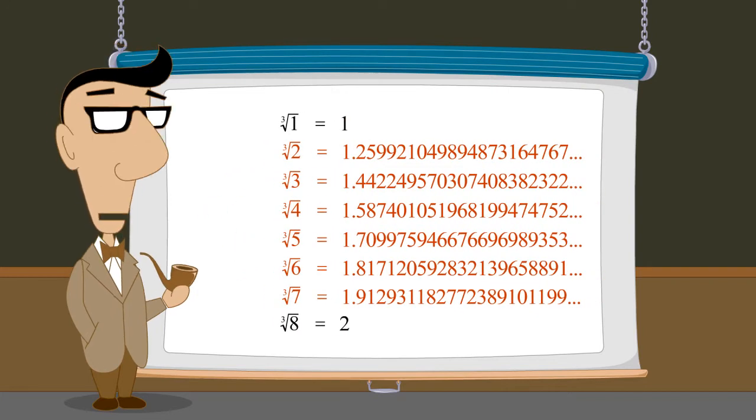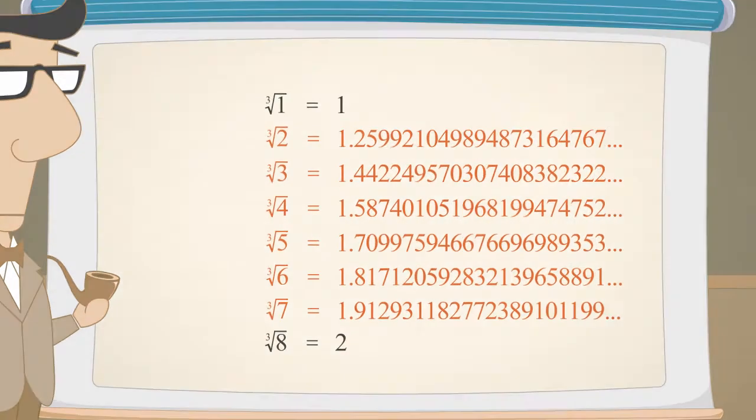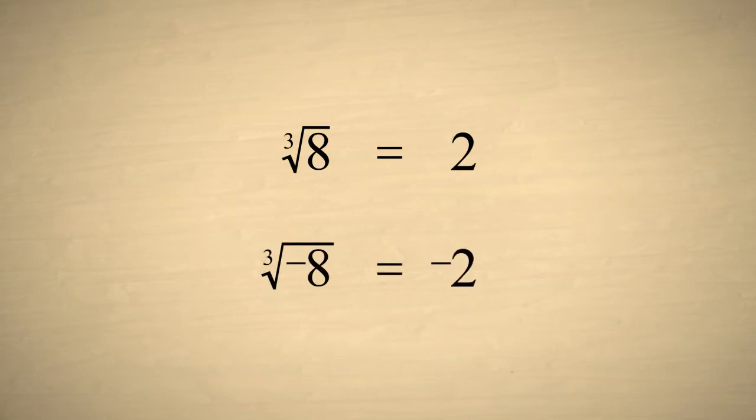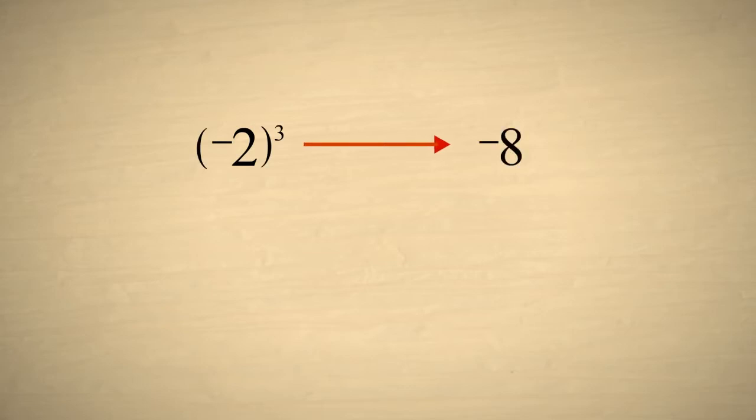However, unlike square roots, positive and negative numbers each have exactly one cube root. For example, positive 8 has the single cube root, positive 2, and negative 8 has the single cube root, negative 2. Positive and negative numbers have only one cube root, because when we cube a negative number, we always get a negative result, and when we cube a positive number, we always get a positive result.